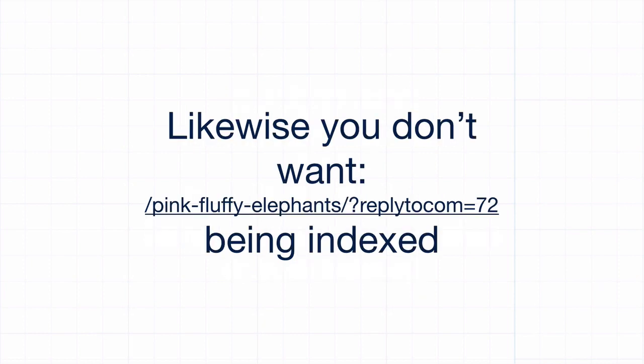And you can do this with canonical URLs, and you can also do this with 301 redirection. Likewise, you don't want pink fluffy elephant/?replytocom=72 being indexed. You want that to be recognized as just pink fluffy elephant. You do not want this little extra thing to be indexed and regarded as a separate page, because then you've got duplicate content. So the way you avoid this is by setting up 301 redirects and canonical URLs.